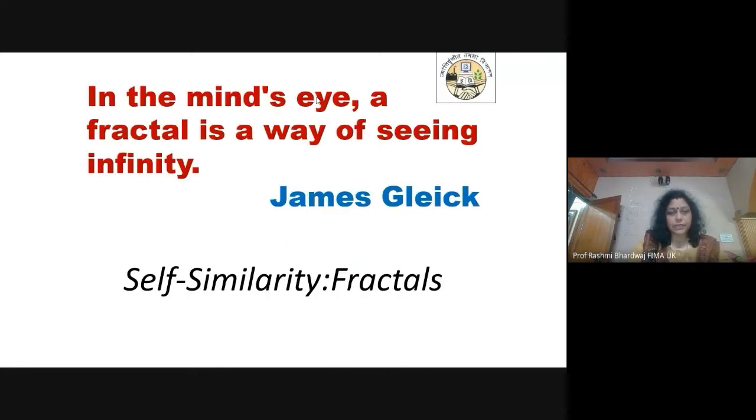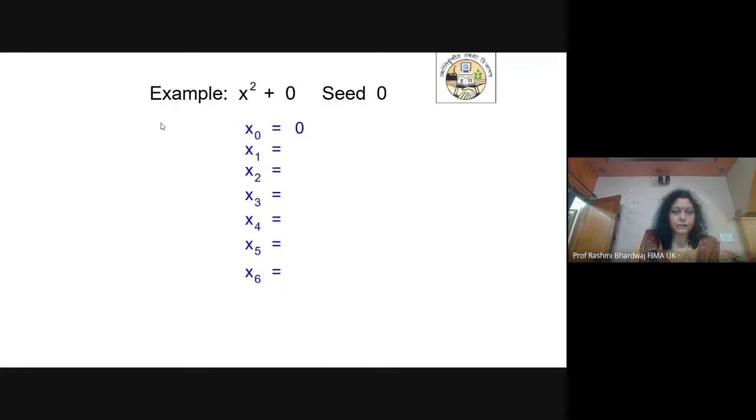So James Gleick said that in the mind's eye, fractal is a way of seeing infinity, because in general you can't say, but through this you can visualize how the iterated functions give you the values. Same way, if we are starting with x square plus 0, you got 0, again 0, 0, 0. So it is moving towards a fixed point.